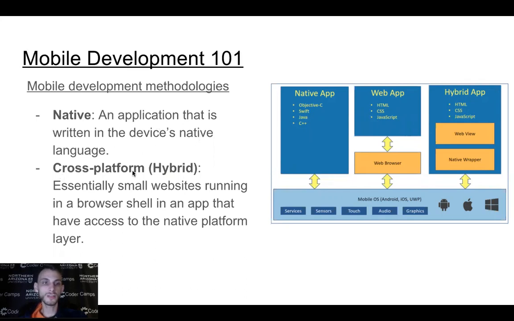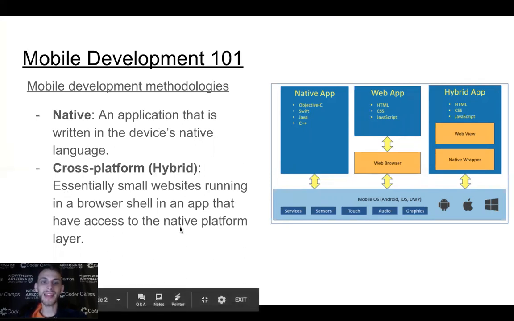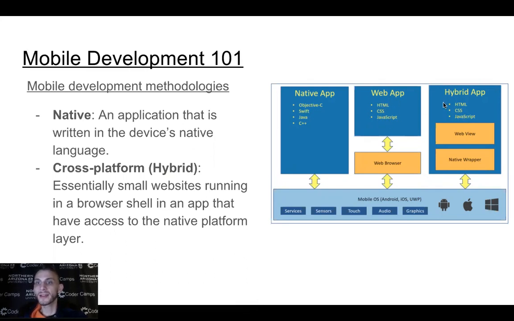Then we've got another kind called cross-platform. A cross-platform app, also known as a hybrid app, is essentially a small website running in a browser shell in an app that has access to the native platform layer. You see in this diagram, it looks very similar to a regular web app, except a hybrid app takes this native wrapper so we can actually put this on the Google App Store or the iOS store, right?